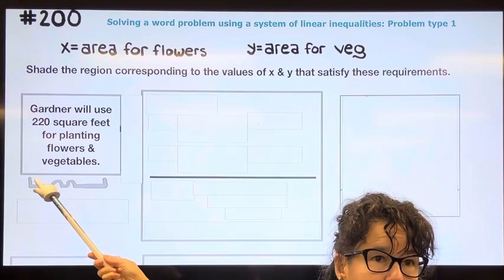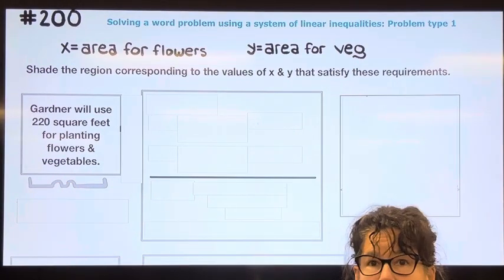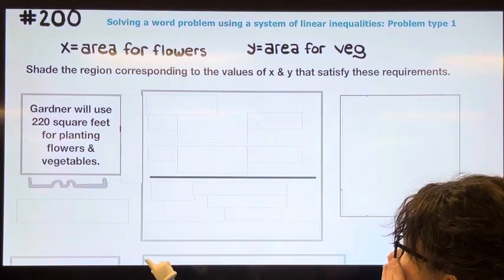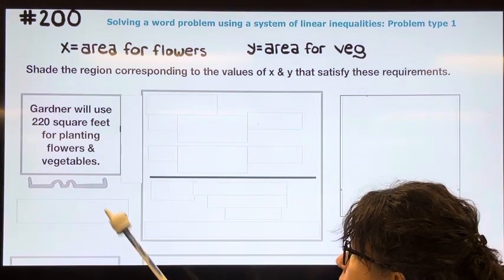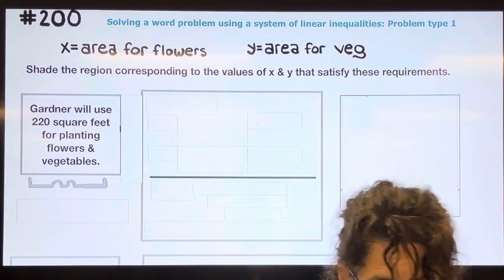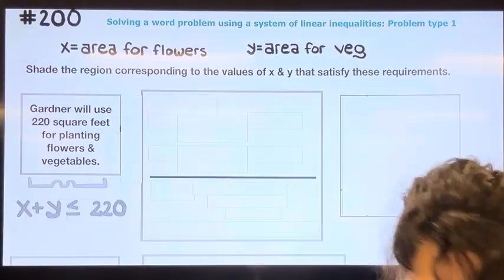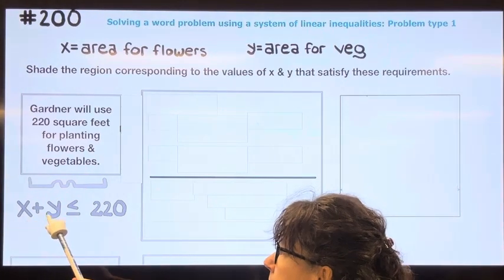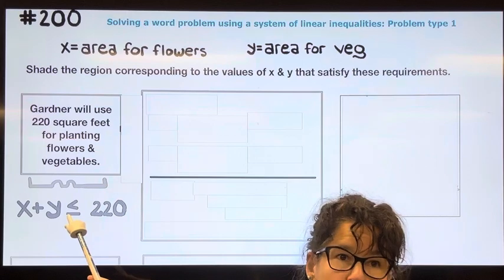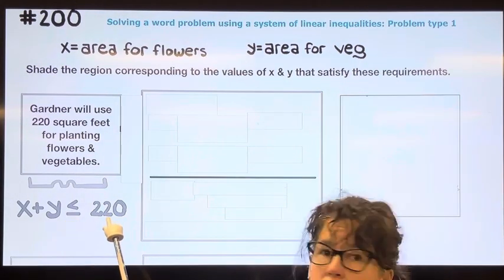and vegetables. So if we take the flowers and the vegetables and add them together, we want it to be at most 220. Can't go over 220 because that's the amount of space that's available. So I'm going to say X plus Y is going to stay under or equal to, less than or equal to 220.